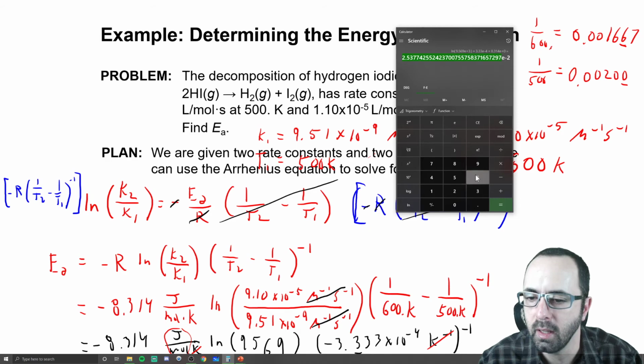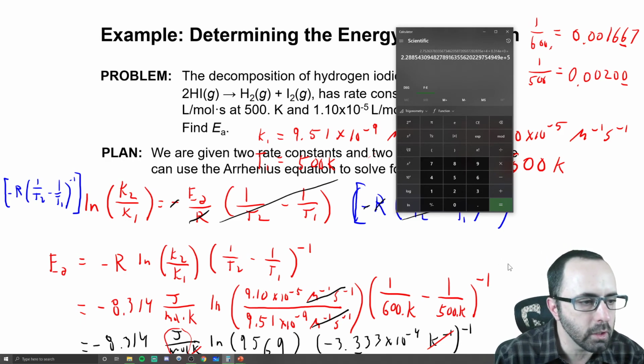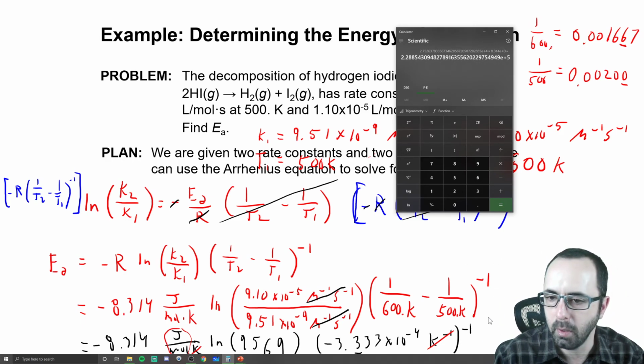Okay, so I'm going to do, again, 9569. Take the natural log of that. So I have that. I'm going to multiply times 3.33 E minus 4. And I'm going to do 1 over that. And then I'll multiply times 8.314. Okay, there we go.